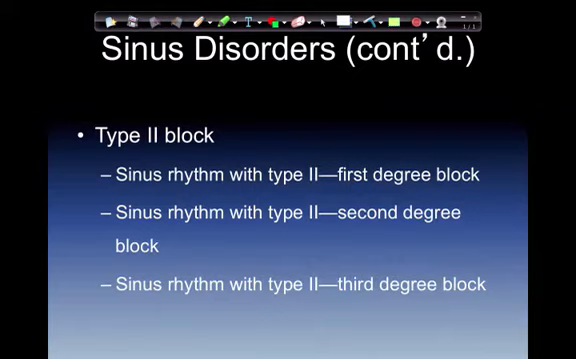Again, first degree AV block identified by a PR interval greater than 0.20. Sinus rhythm type 2 with a second degree AV block. And that would be slowly progressive PR interval until you drop a beat. And then a sinus rhythm with a type 2 or third degree AV block would be no communication between the atria and the ventricles.